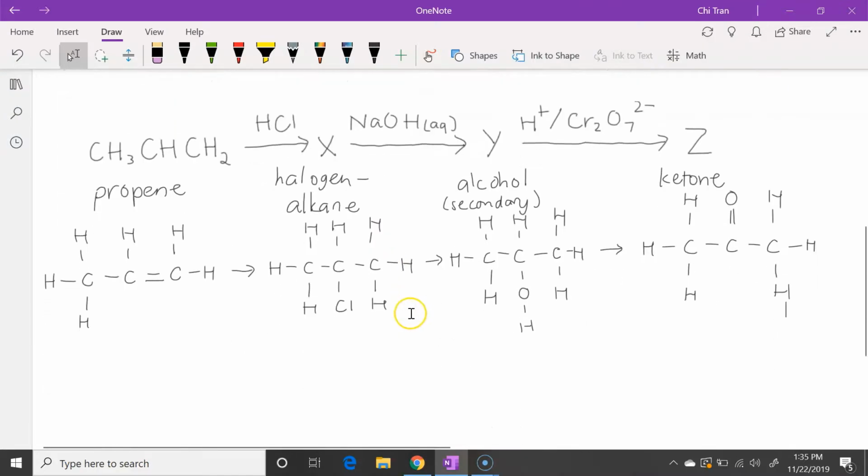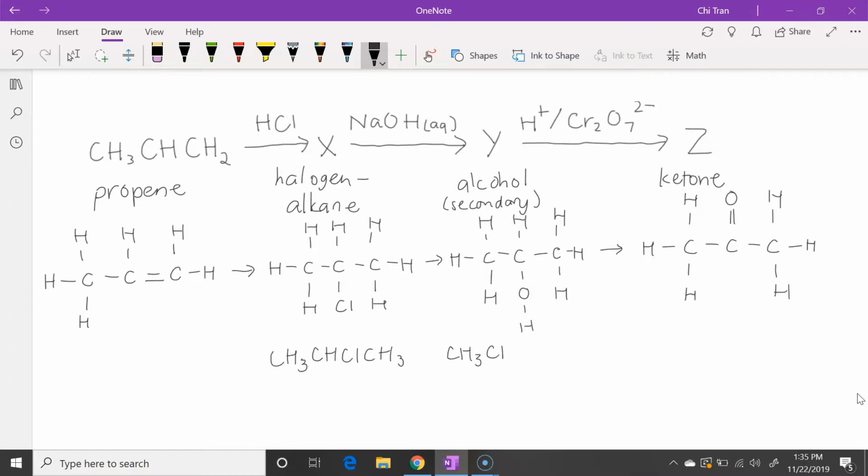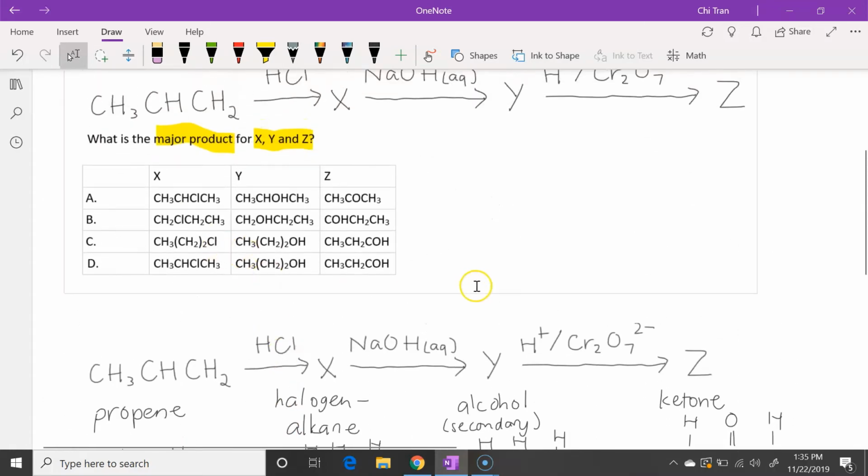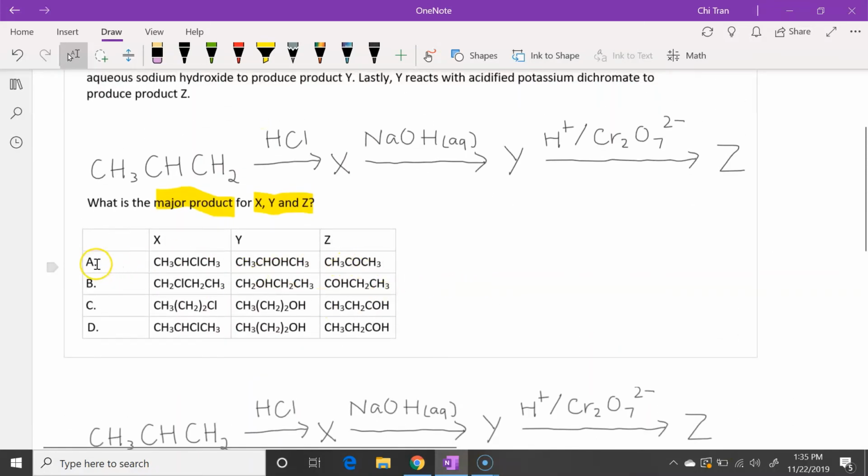So if we were to look back at our question, it's in the condensed formula, and what we have is the full structural formula. So we need to make that change. So X is CH3CHClCH3. And then Y is CH3CHOHCH3. And lastly for Z we have CH3COCH3. And if we were to look back at our choices in the question, it would be choice A, and our answer is A.